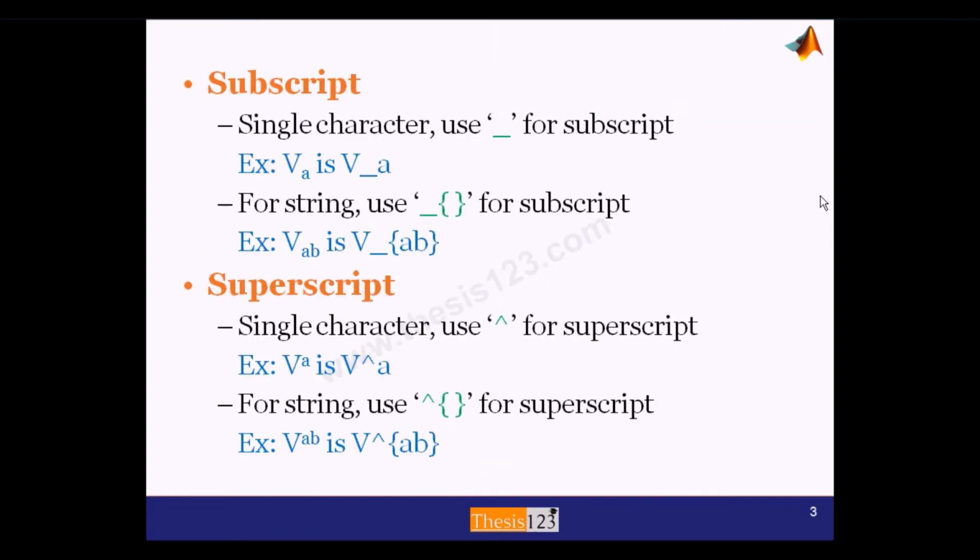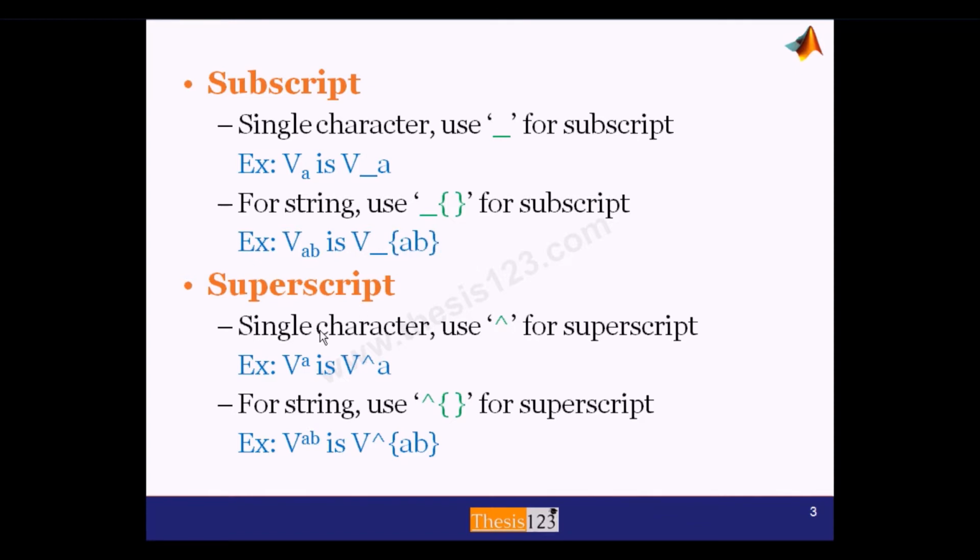Let us see, coming to the subscript. If you want to represent one character as a subscript, like v subscript a, then use v underscore a. For example, if you have more than one or two characters, then for v subscript ab you have to use v underscore and put the characters in curly braces, ab.